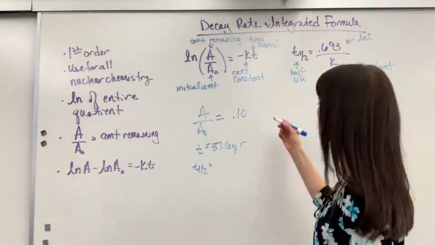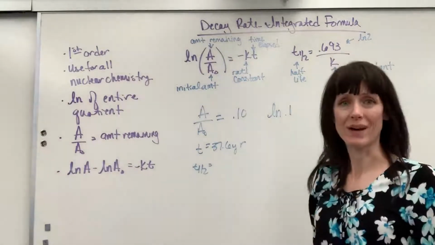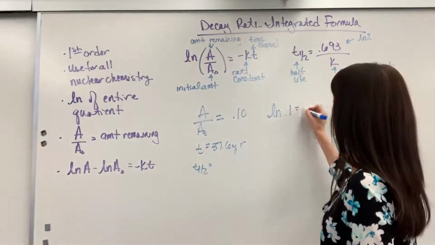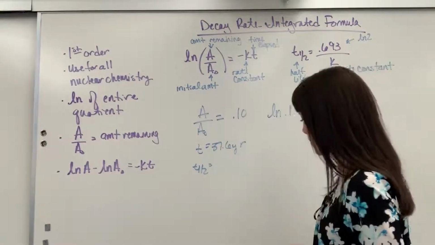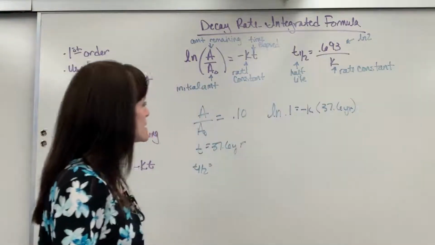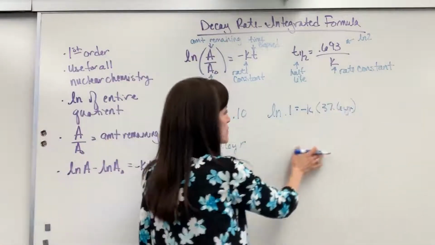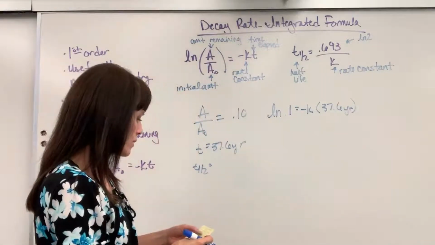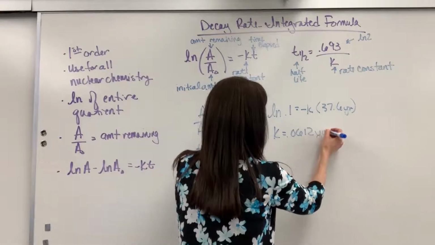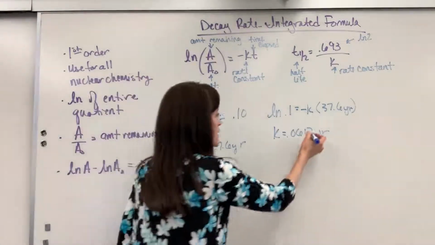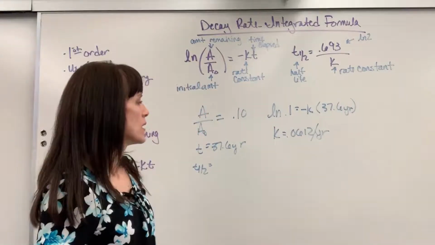Let's go ahead and plug this in. The natural log of that entire quotient, which I know is 0.1, 10% remaining, equals negative K, my unknown, times 37.6 years. Okay, let's see here. So if we take the natural log of 0.1 and divide this over the 37.6 years, we are going to get K equals 0.0612 per year, because when you divide that over, the year will be in the denominator.